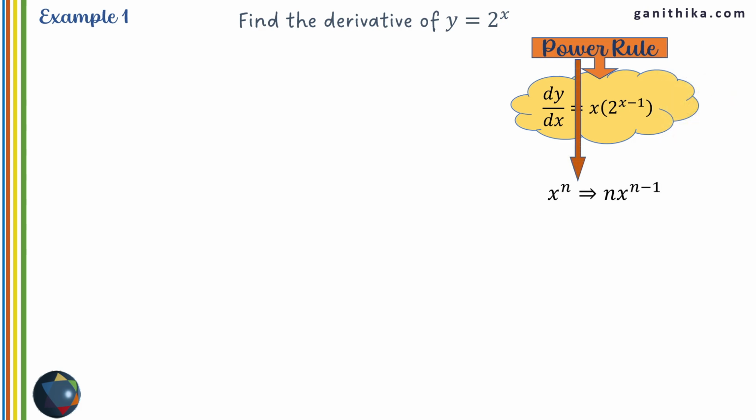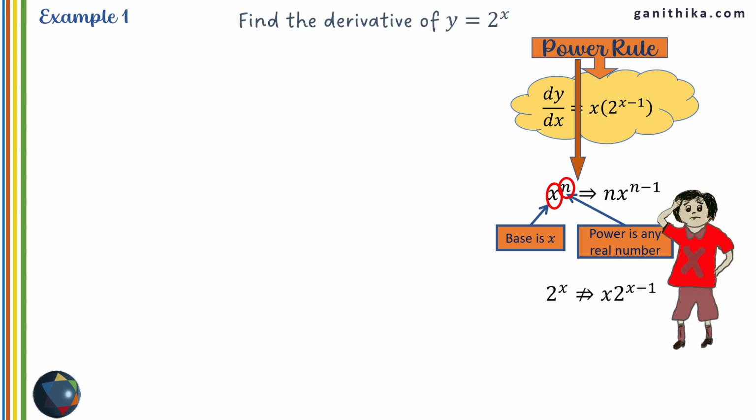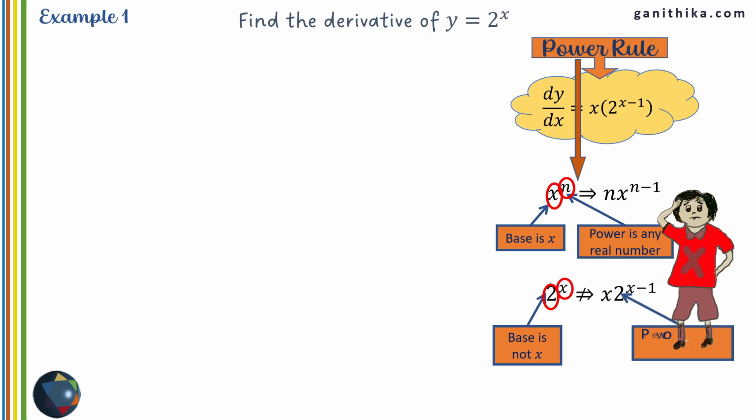For power rule, the base should be a variable and the power should be a real number. Is this the case here? No, in this case, the base is a constant and the power is a variable. So wrongo, you are wrong. So this is not right. You cannot use power rule for this function.